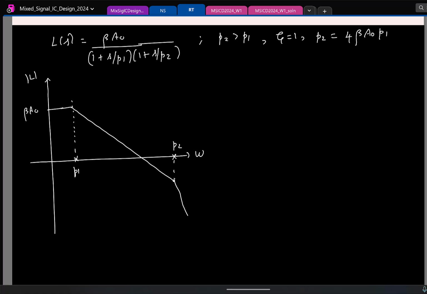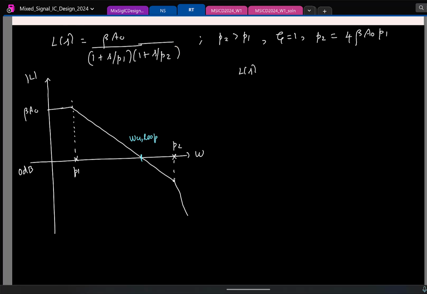I've made sure that P1, P2 are sufficiently apart. Again, this is the 0 dB line, and this is the unity loop gain frequency. So this is my loop gain expression.